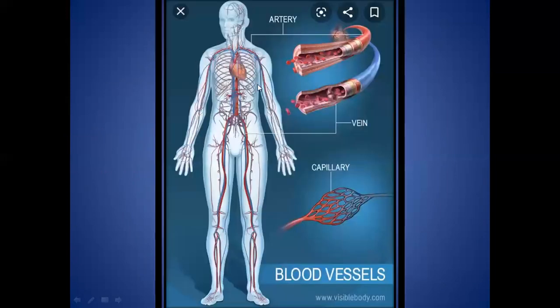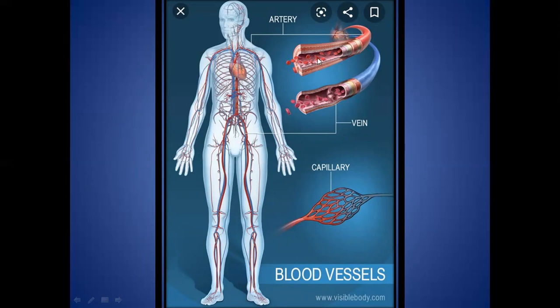In this image, you can easily see all the red lines are for the arteries, the blue lines are for the veins, and these small branches are called the capillaries. So three types of blood vessels are present in our body.